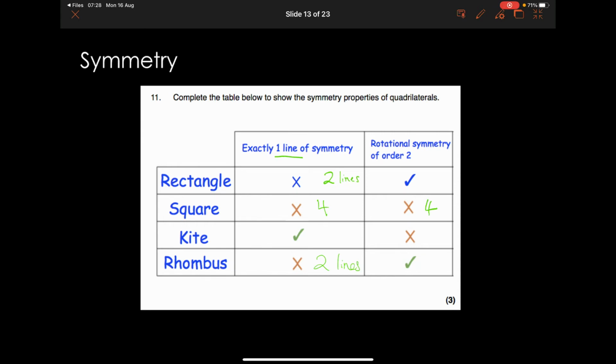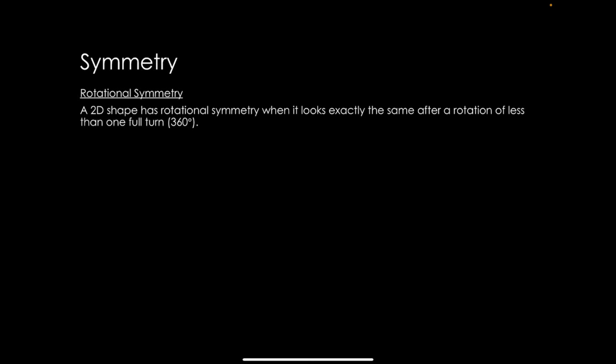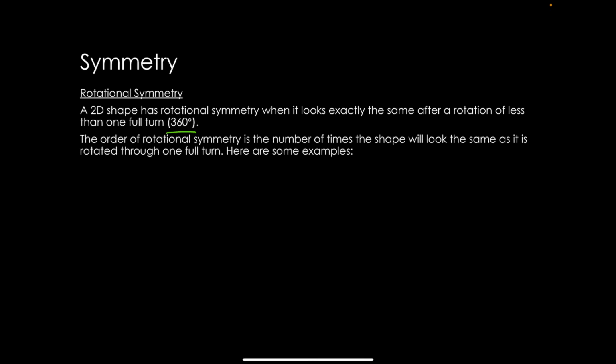Okay, so moving on. Now then, when we're looking at rotational symmetry, a 2D shape has rotational symmetry when it looks exactly the same after a rotation of less than 1 full turn. So remember, 1 full turn is 360 degrees. That's a very important thing to remember. The order of rotational symmetry is the number of times the shape will look the same as it is rotated through 1 full turn. Here are some examples.